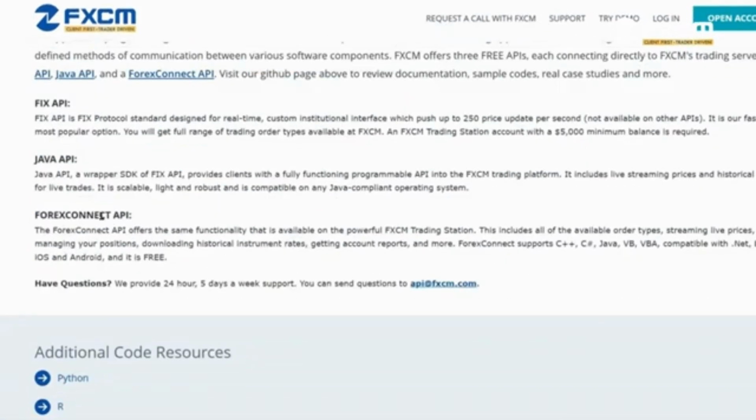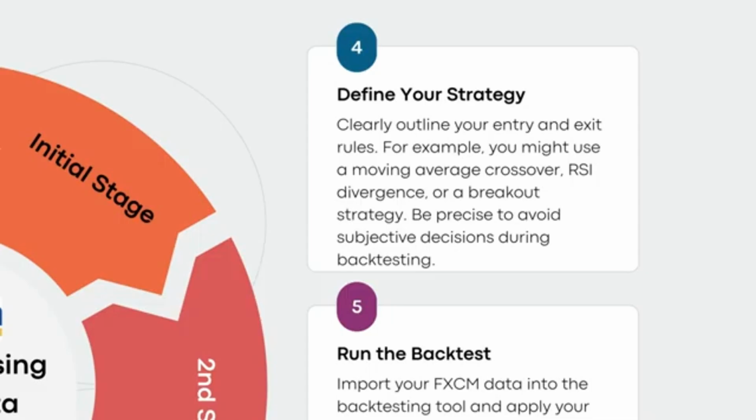Step 4. Define your strategy. Clearly outline your entry and exit rules. For example, you might use a moving average crossover, RSI divergence, or a breakout strategy. Be precise to avoid subjective decisions during backtesting.